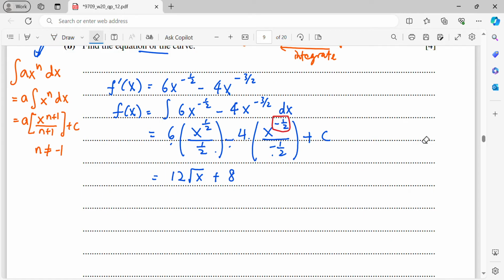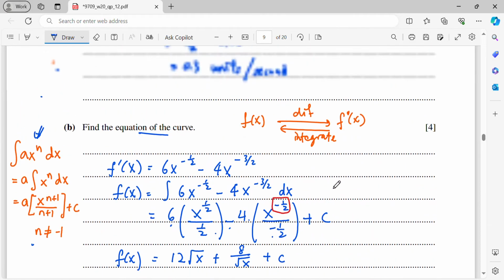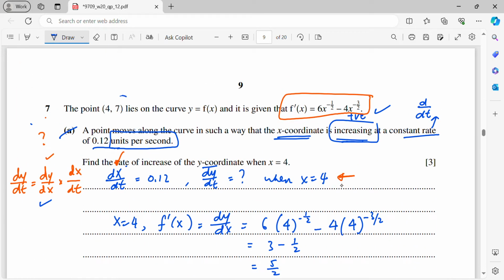That means it is basically 8 over square root x. Because once you have taken out the minus from the degree, you get x to the power half. X to the power half is square root. So now here, 8 over square root x plus c. This is your curve equation, but we need to find the c now. Okay, so to get the c, refer to the given point, (4, 7).